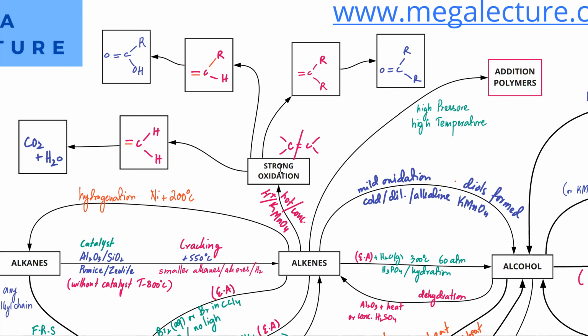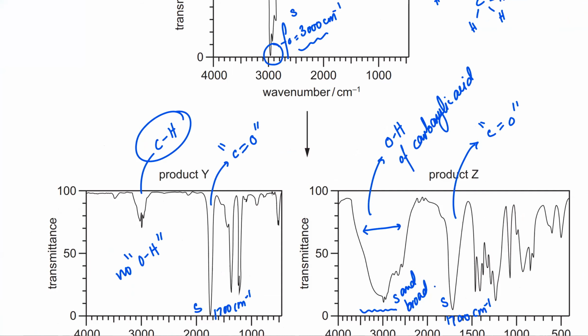There's an alkene, strong oxidation. What happens? The double bond splits. If the double bond carbon had 2 carbon chains, it will turn into a ketone. If it's got 1 carbon chain, it will turn into a carboxylic acid. If it's got no carbon chain, it will turn into carbon dioxide and H2O. So I'm going to do exactly that with this molecule.